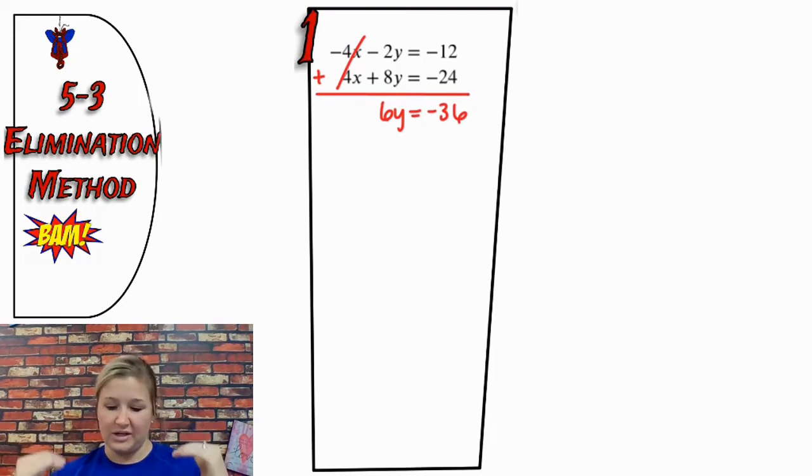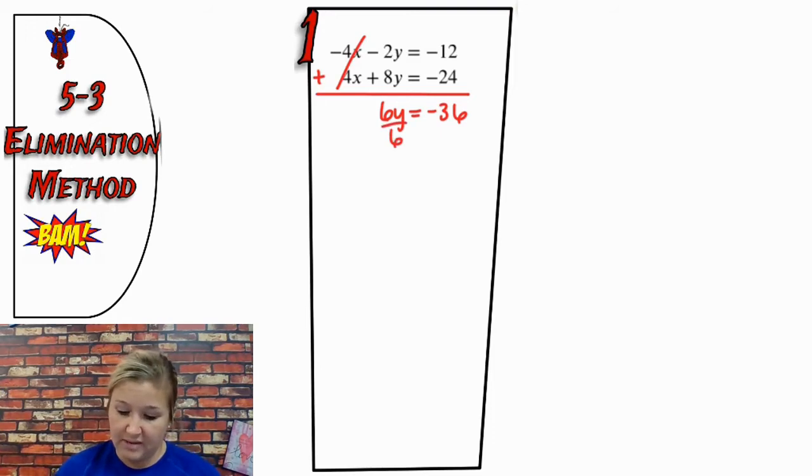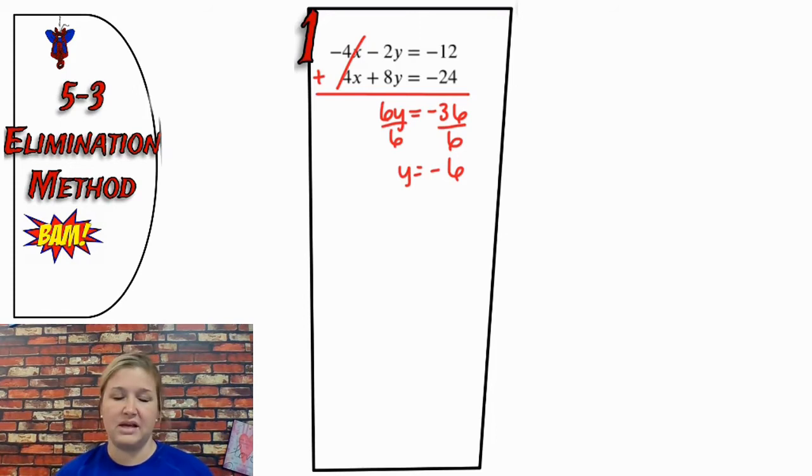So all I did was add the two equations together. Now I will solve. Divide each side by 6, and y is equal to negative 6. Now we have one variable, and just like the rest of the time, we're going to go back and plug that in and solve for x in any equation. It doesn't matter which equation you pick. I'm going to pick this equation because I have lots of positives, so that's what I like to stay with. It does not matter.